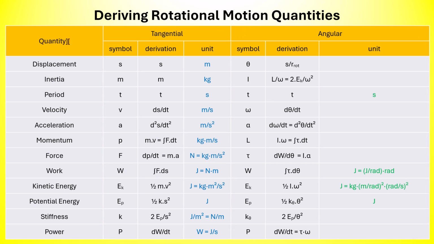The next step is to derive angular displacement, which is derived by tangential displacement divided by rotational radius. Its unit is radian. Angular velocity and angular acceleration are first and second derivative of angular displacement with respect to period, respectively. Their units are radian per second and radian per second squared. We can also derive power, which is the first derivative of work per unit time. The unit is watt.